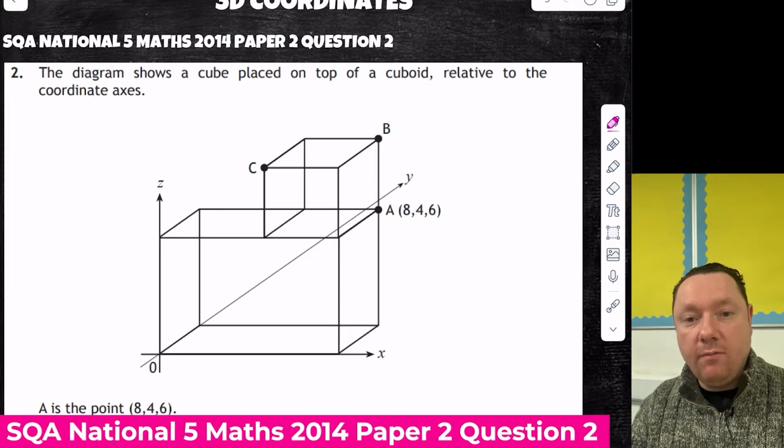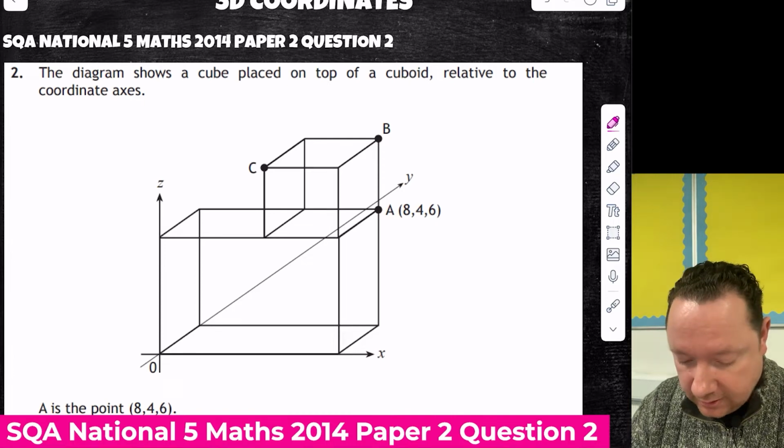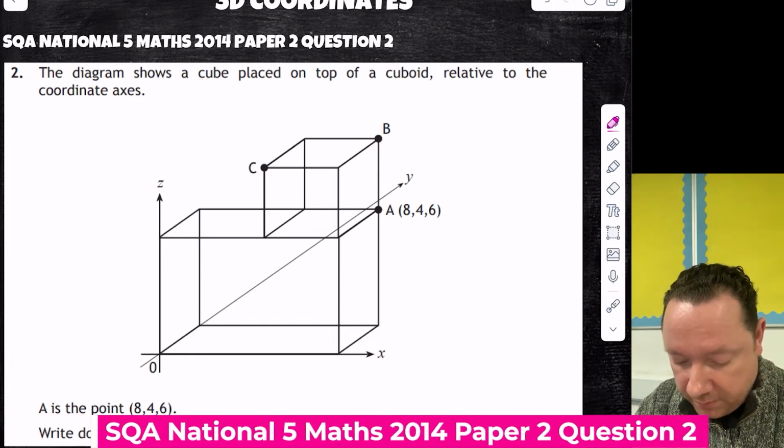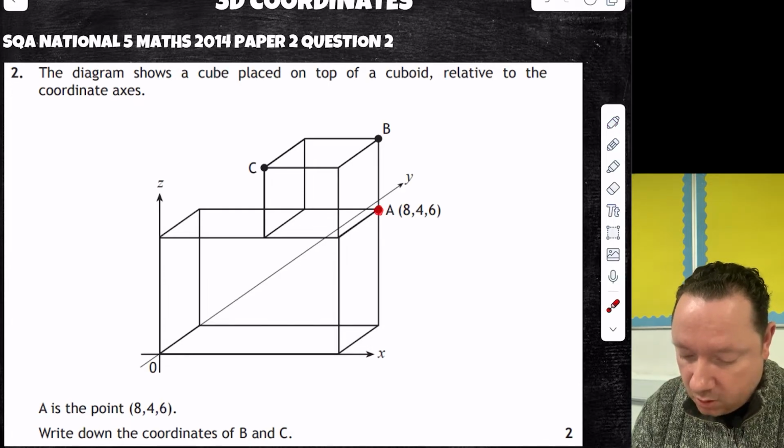SQA National 5 Maths 2014, Paper 2, Question 2 on 3D coordinates. It says A is a point (8, 4, 6) with defined B and C. So let's just trace this out. There's A there. So that's at the back of the box. So B is also at the back of the box and just up the Z-axis. So that means that the first two coordinates will be the same.